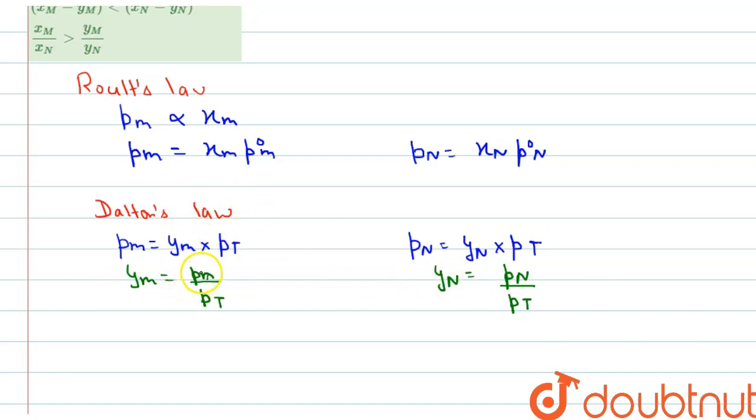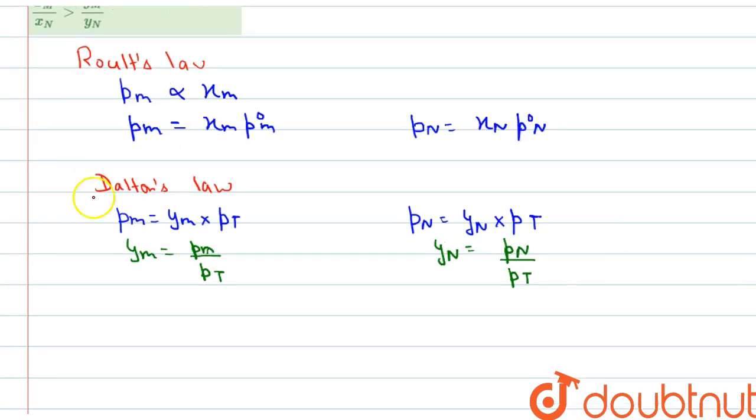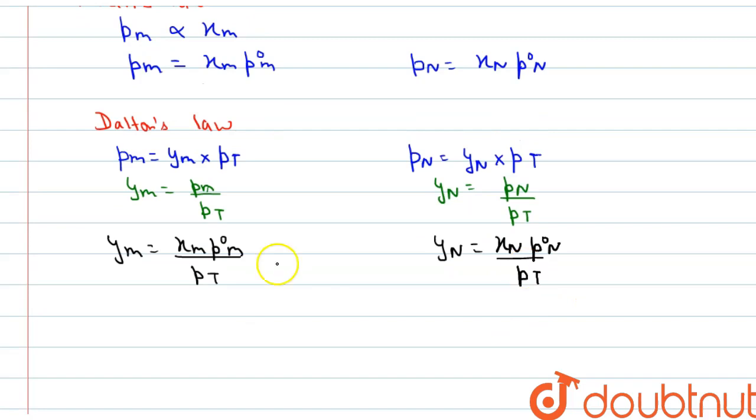Now if we put the value of Pm equals this and Pn equals this, we can write that Ym will be equal to Pm, and Pm is equal to xm P naught M, so Ym is xm P naught M divided by P total. And Yn will be equal to Pn, which is xn into P naught N, so Yn is xn multiplied by P naught N divided by P total, right? Let's say this is our equation number 1, and this is our equation number 2.